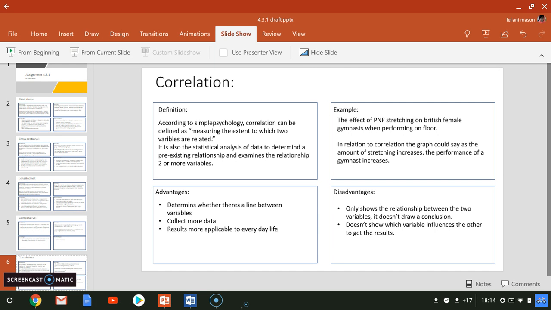Correlation. Correlation can be defined as measuring the extent to which two variables are related. Most of the time correlation is plotted on a graph, and it can give different types of correlation. It is also the statistical analysis of data to determine a pre-existing relationship, and it examines the relationship between two or more non-manipulated variables.